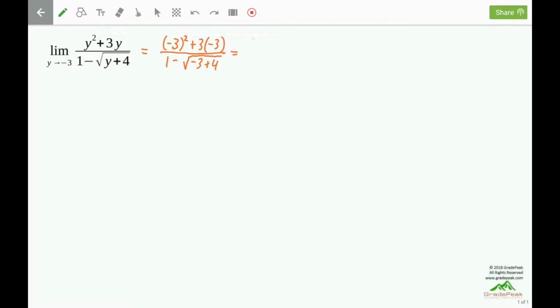In the numerator, negative 3 squared is 9, plus 3 times a negative 3 is minus 9, divided by 1 minus the square root of negative 3 plus 4, which is a 1. So we have 9 minus 9 over 1 minus the square root of 1, which is a 1. The numerator is 9 minus 9, which is a 0. The denominator is 1 minus 1, which is also a 0. So we have the 0 over 0 indeterminate form. We will have to rework this.